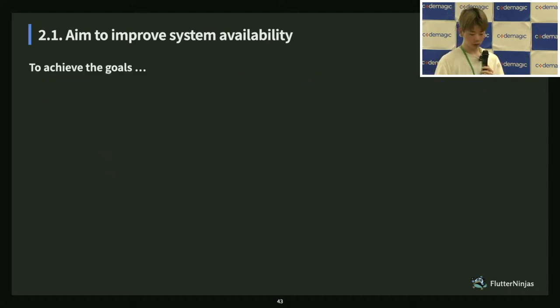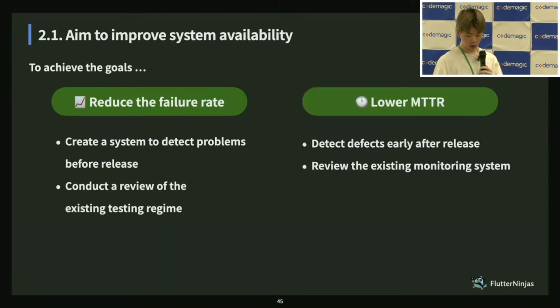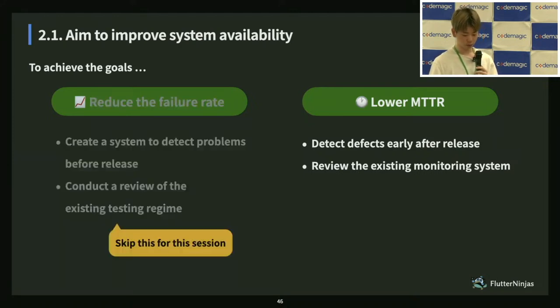To achieve the goal, there are two solutions. One is to reduce the failure rate. Detecting the problem before release will decrease the failure count. The other is to lower MTTR, which is mean time to repair. Detect defects as early as possible so that MTTR will be low. Because this session is for SLI SLO, I'm going to talk about the second one only.